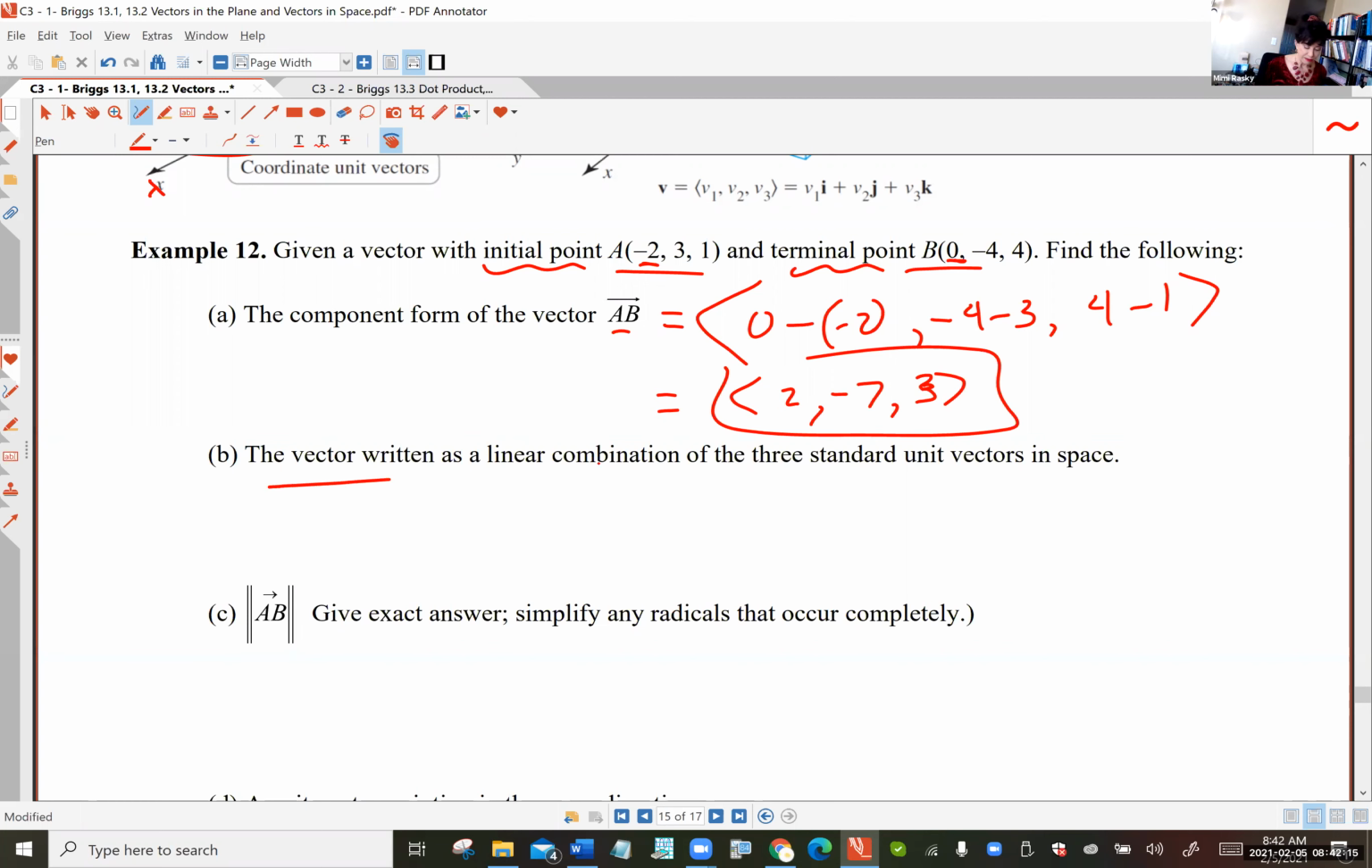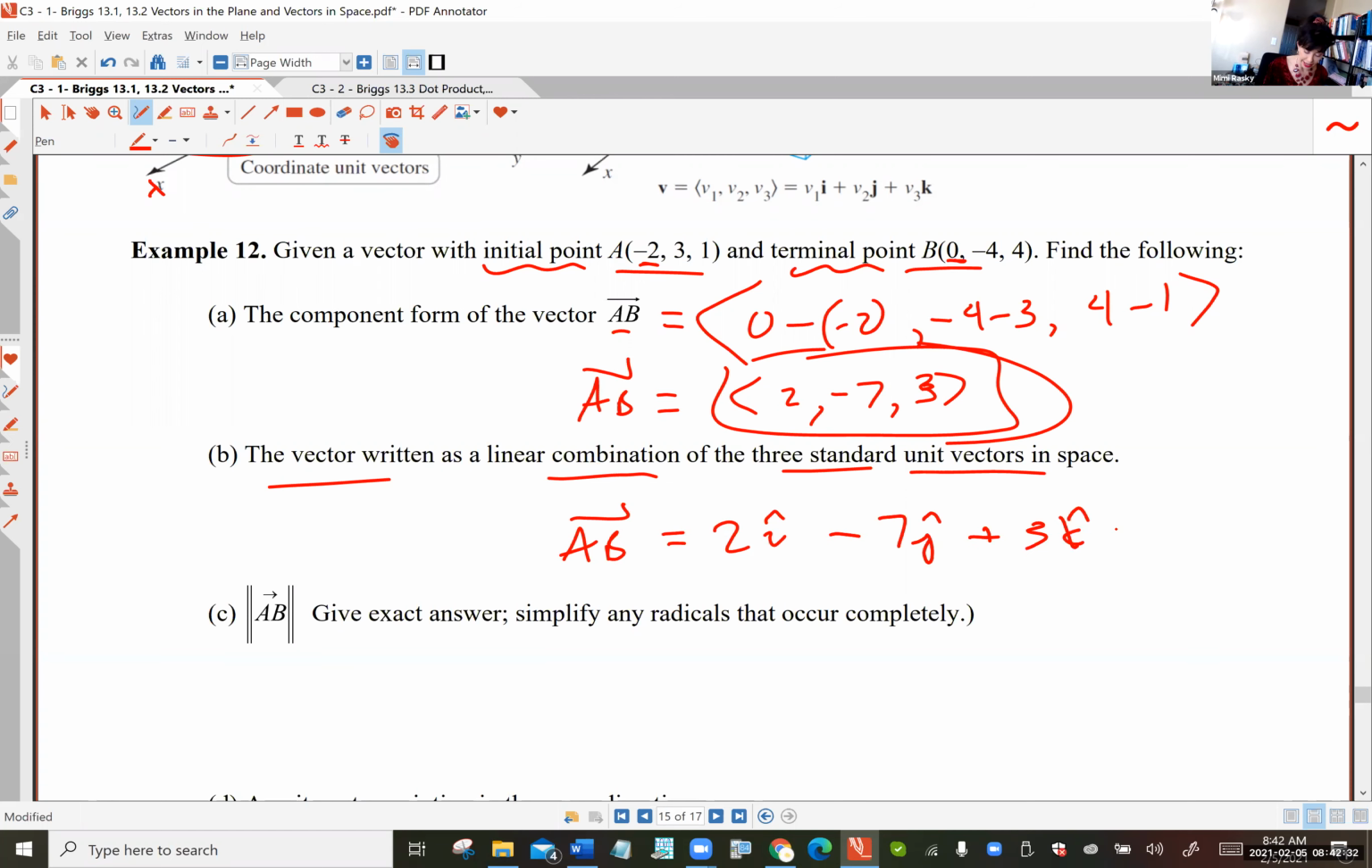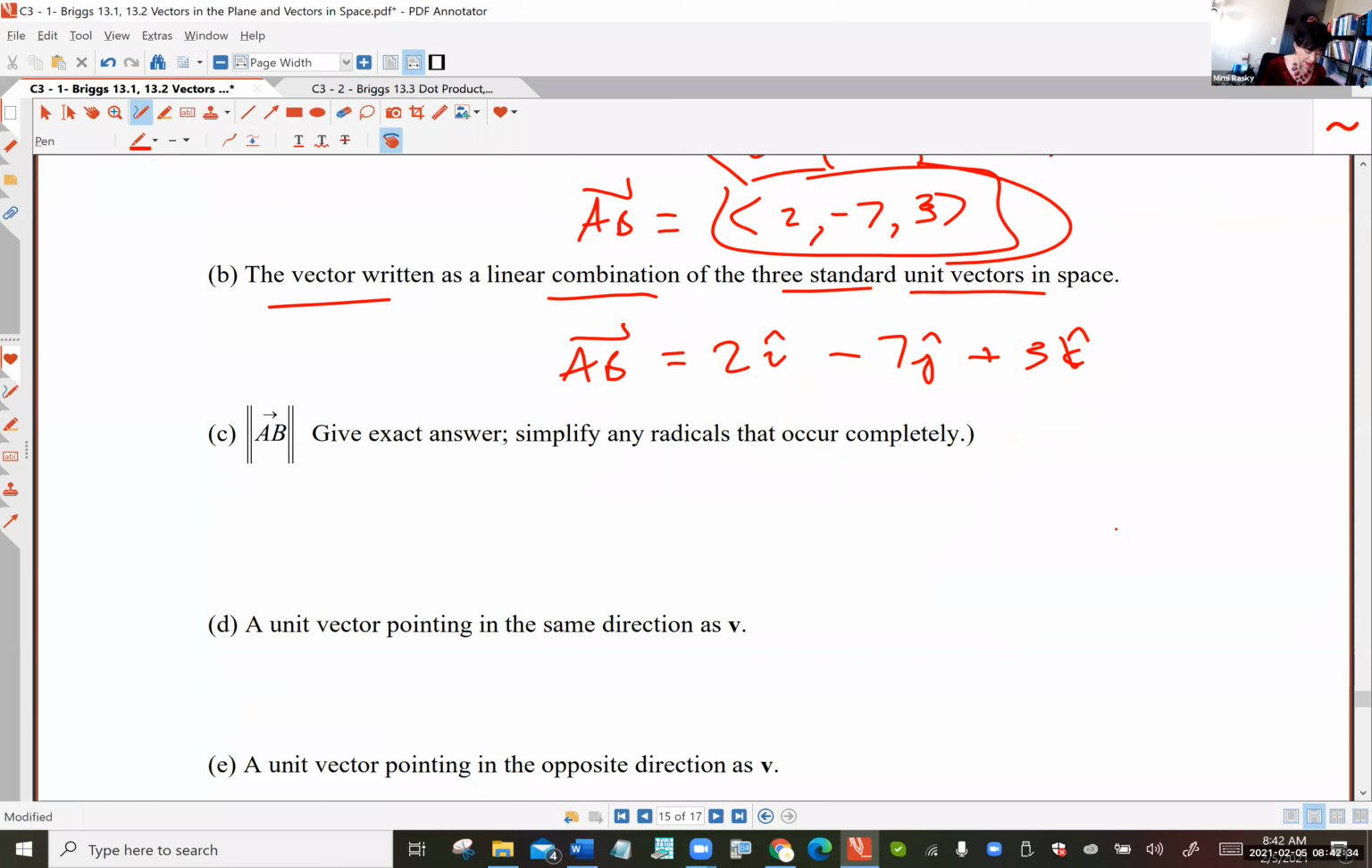Okay, letter B, same thing, but write it as a linear combination of the three standard unit vectors in space. So we already got the answer as far as, here's AB here. AB can also be written as 2i hat minus 7j hat plus 3k hat. And I'm done with letter B. Letter C, get the magnitude of AB, which is the length.